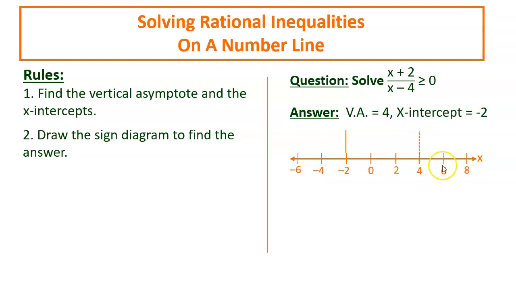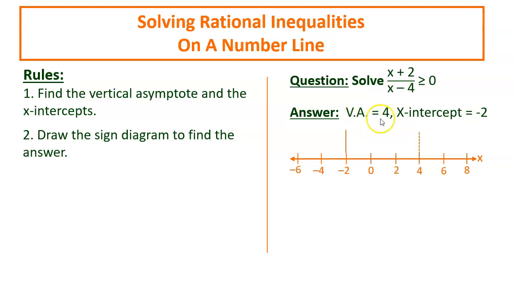We may assume them to be the x values, but the solution set will be some real numbers taken from the whole set of real numbers. That is the number line. So what do we do? See, the x-intercept is negative 2, so we have this line on top of negative 2. This is a solid line.